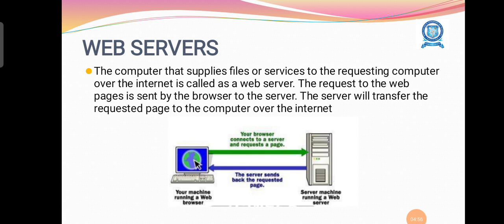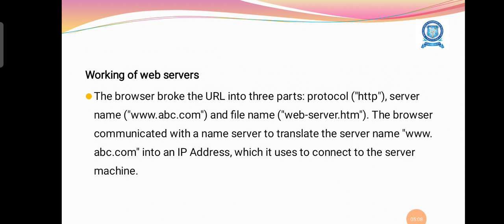The request for the web pages is sent by the browser from the client to the server. The server will transfer the requested pages to the computer over the internet. The web server will break the URL into three parts. The address will be broken into parts like protocol, server name, and the file name.